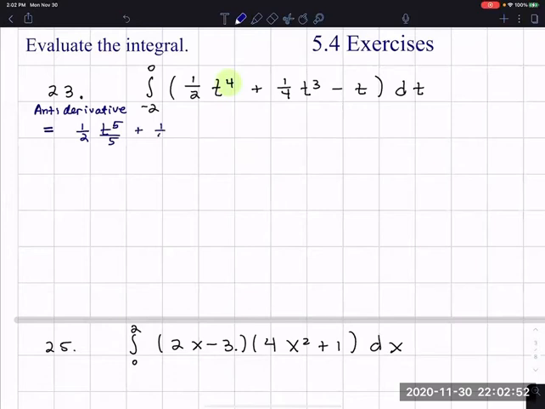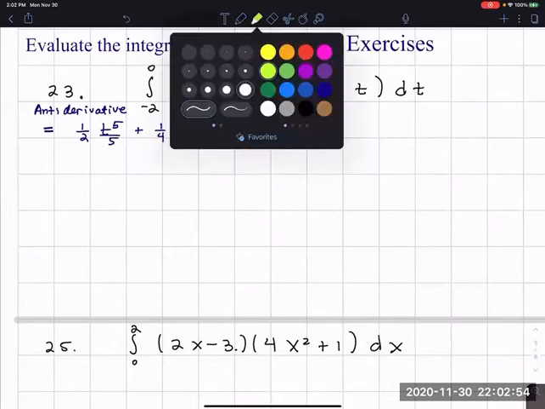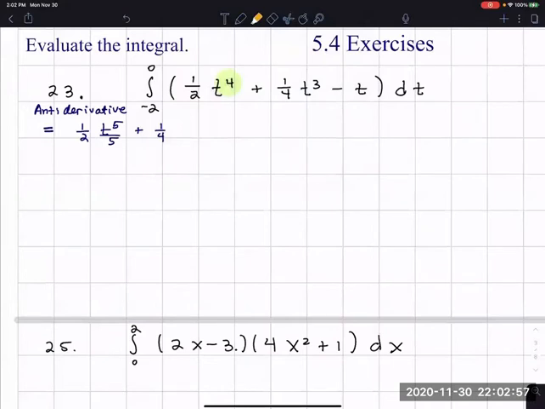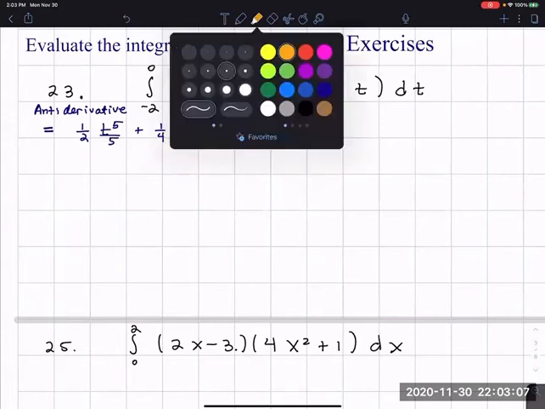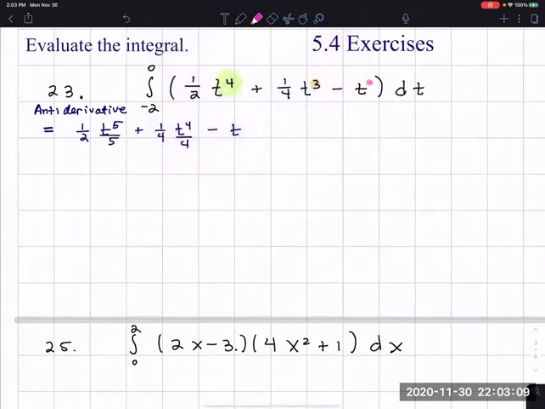And then I get 1/4 and I get the same sort of thing. I'll take this t to the 3rd and I get t to the 4th over 4. And then minus t. Well, t is raised to the 1 power. So I have that raised to the 1 power. So 1 plus 1 is 2, and I divide by 2.